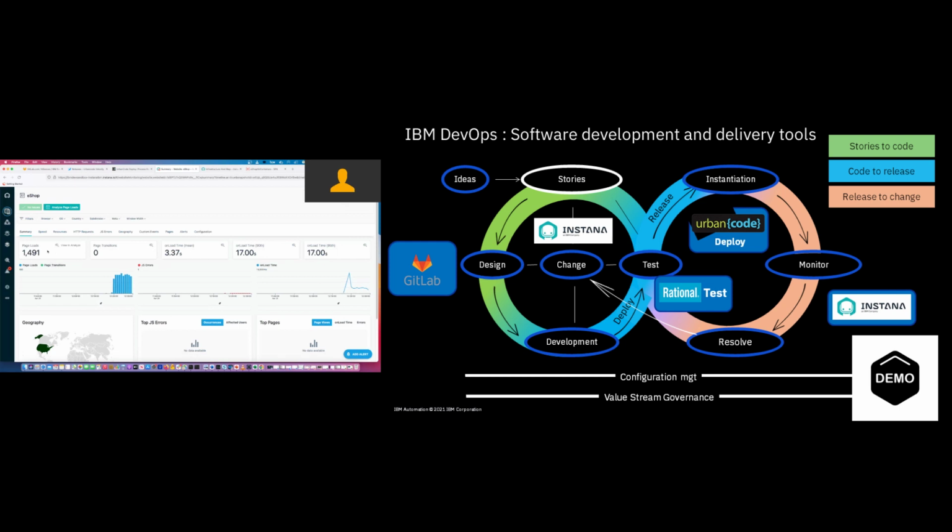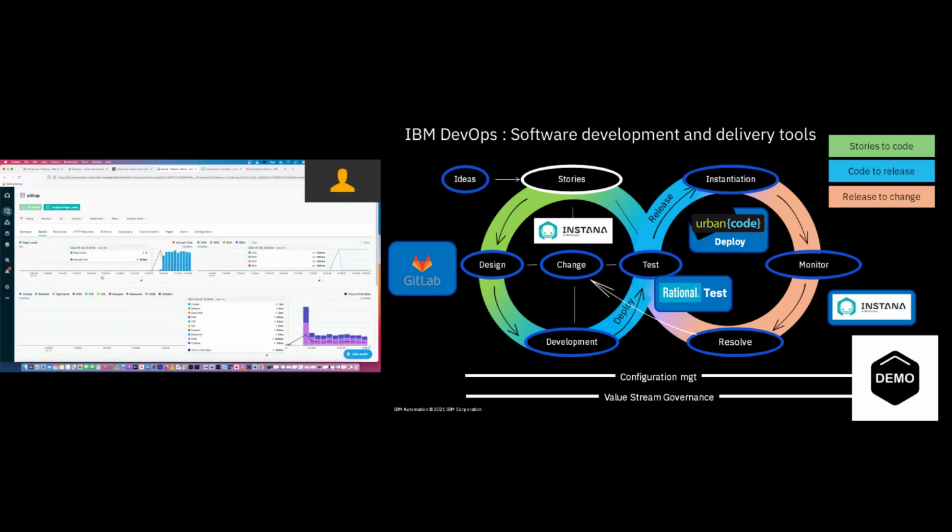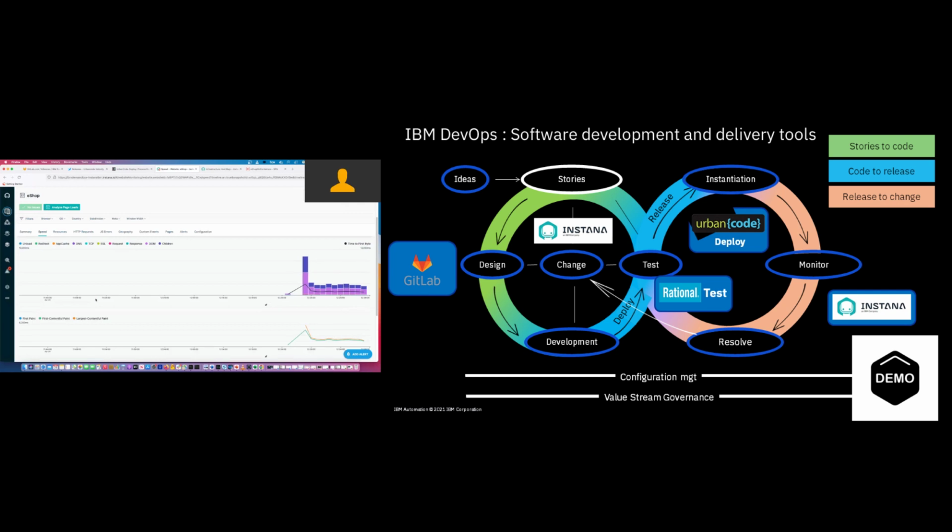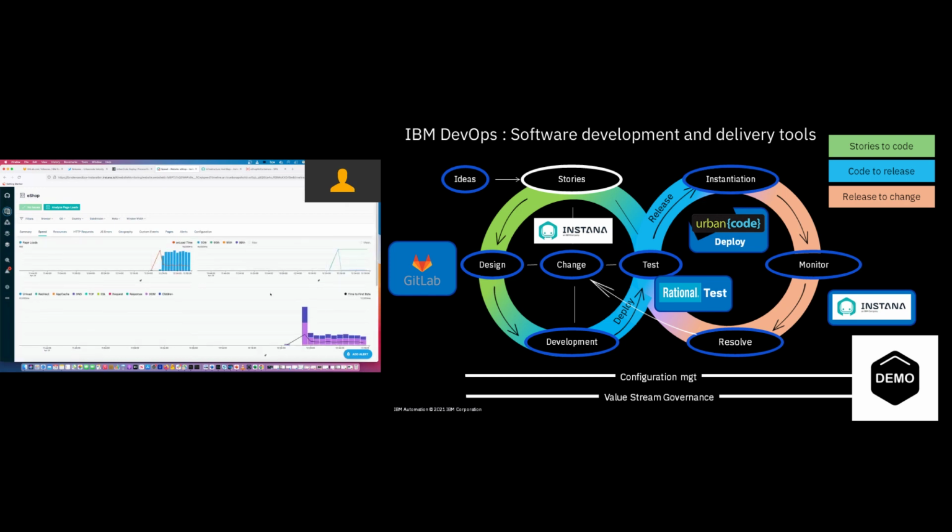So I can see the page loads and on-load time, the mean and 90th and 95th percentile load times. If I click on speed, I can see some performance related metrics around page loads and first paint, and first input delay and cumulative layout shifts. I can see those details within this interface, which is really great.